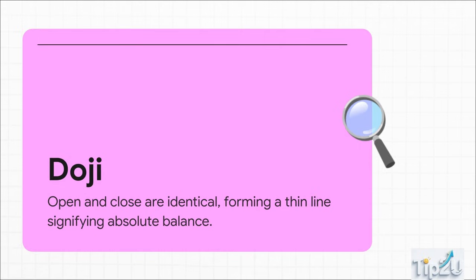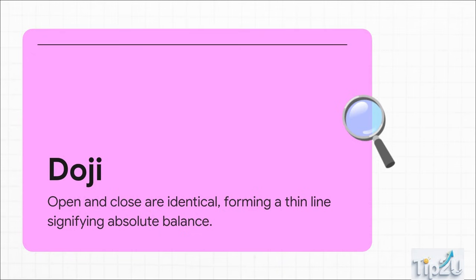But what happens when that battle ends in a dead tie? Well, that is called a doji. The opening and closing prices are practically identical, which leaves a real body that's basically just a thin horizontal line. A doji signifies absolute balance or a total loss of directional momentum. But here's the catch. The context, specifically where those shadows are, tells wildly different stories.